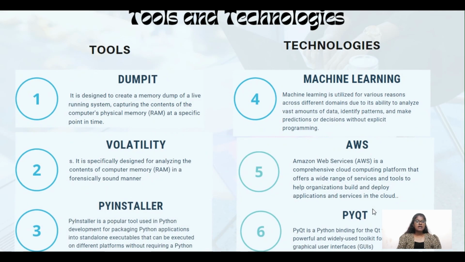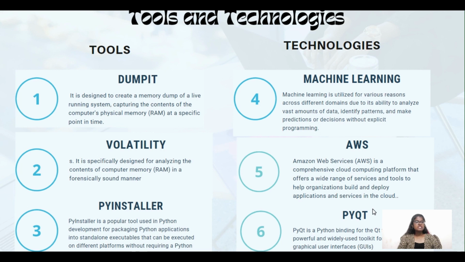These are our tools and technologies. The first tool is DumpIt. Using DumpIt, we can extract the memory dump of a system in its current running state and analyze it in the further steps. The second tool is Volatility. The Volatility tool helps to analyze memory dumps and extract features from them. And the third tool is PyInstaller. We'll be using this after building our GUI.